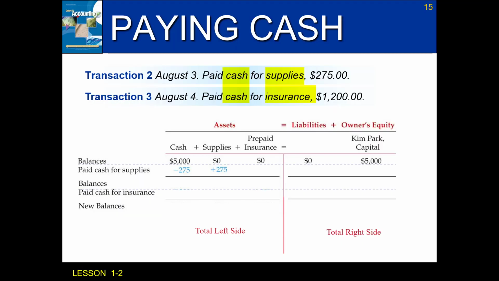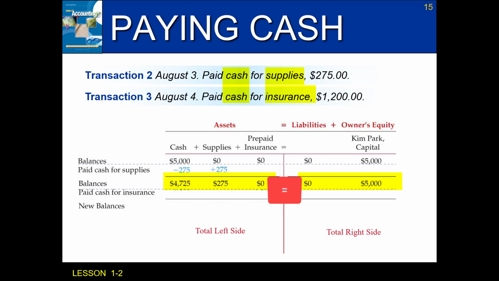So when I go to balance this and I take 5,000 minus 275, I'm at 4,725. When I take 0 plus 275, I'm at 275. Nothing happened to prepaid insurance, so I can just carry that 0 down. And then on the right side, nothing happened to Kim Park Capital, so I can carry that down. Now the total of my right side is still $5,000.